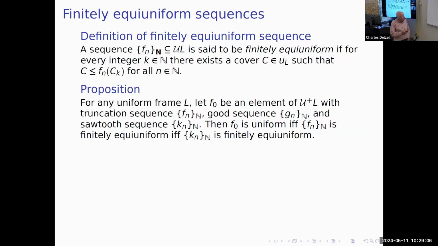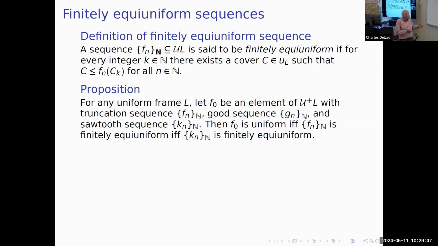But they have a uniform property in the sense that for any K, that is for any CK, you can find a single cover in the uniformity which refines the cover generated by the members of the sequence for all n. So the same C refines Fn of CK for all n, and that's the equi part in the equi-uniform definition. So it's the condition for uniform continuity, but it applies uniformly to all the members of the sequence at once, right?